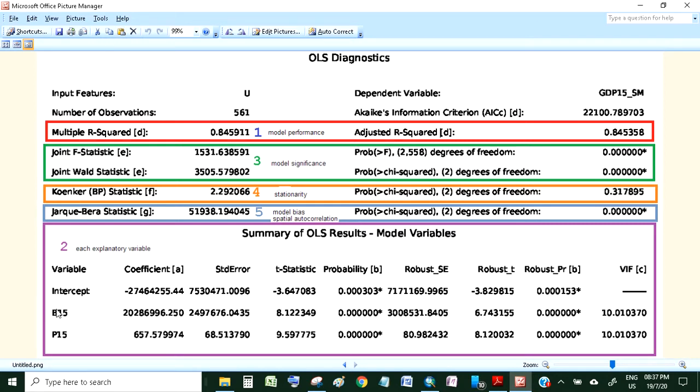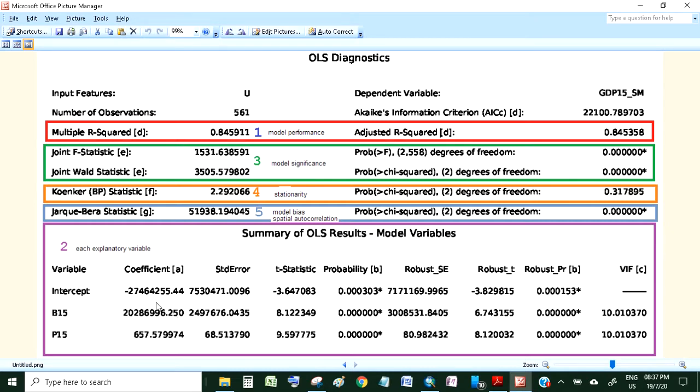Similarly, here you can see built-up area. If 1 square kilometer is added, since the unit is square kilometer, it will add that much in USD. This is the coefficient. So in simple words, you can say it like this.